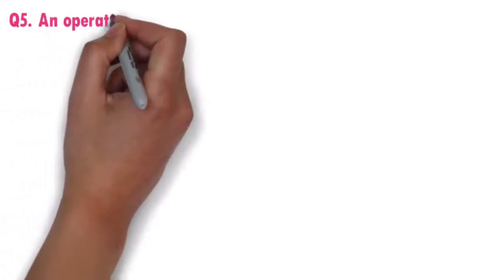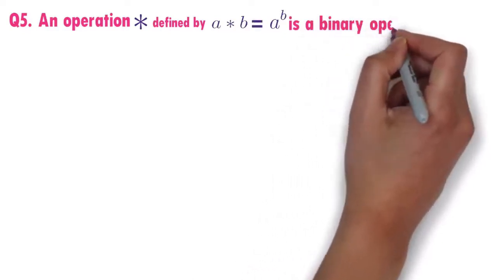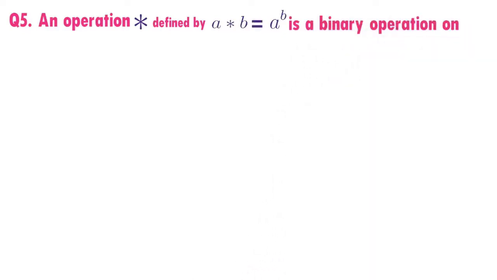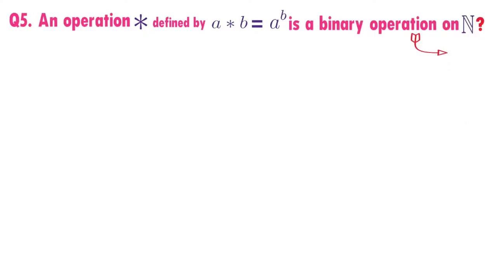Question number 5 in binary operations chapter. This is the last example to understand the definition of binary operation. We'll see this question. An operation star defined by a star b is equal to a power b is a binary operation on set of natural numbers. We need to check star is a binary operation on set of natural numbers or not. I'll check the same operation star on set of real numbers also.